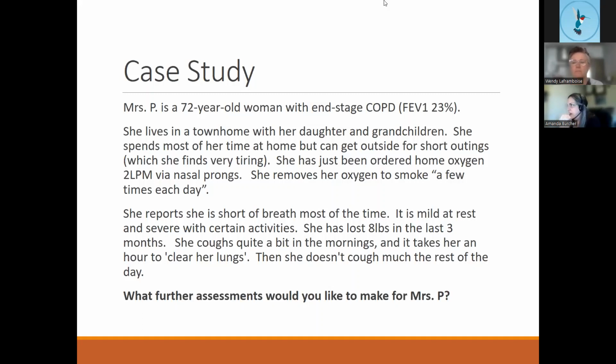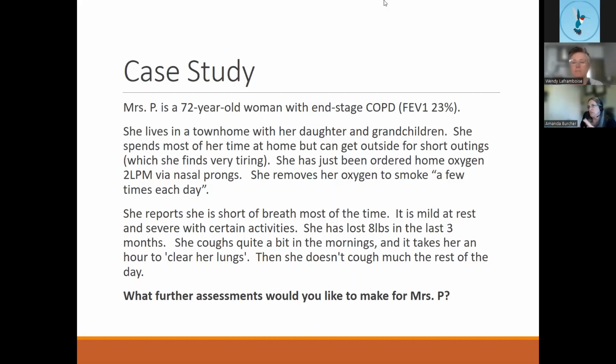So I will read out the case study. Mrs. P is a 72-year-old woman with end-stage COPD with an FEV1 of 23% of predicted. She lives in her townhome with her daughter and her grandchildren and spends most of her time at home, but she can get outside for short outings, which she finds very tiring. She has just been ordered home oxygen at 2 liters a minute via nasal prongs. She removes her oxygen to smoke a few times each day. She reports she's short of breath most of the time. It's mild at rest and severe with certain activities.